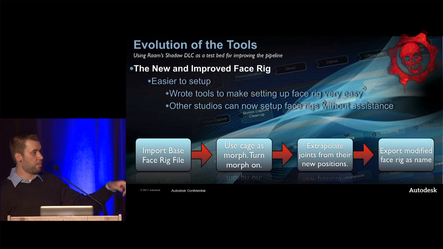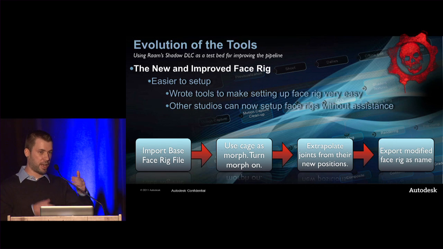From there, we can extrapolate the joints from their new positions, create the face hierarchy that we're going to leave behind in the scene, and then we export out your modified face rig, morphed into your new character position, out to the face rigs folder with the name that you provided in the prompt dialog. So what used to take me 10, 20 minutes to open up all these different files and import things and then export things is now completely automated within a few seconds.